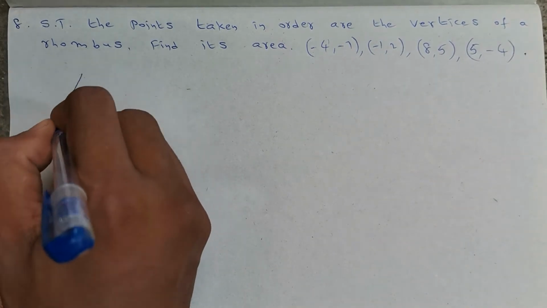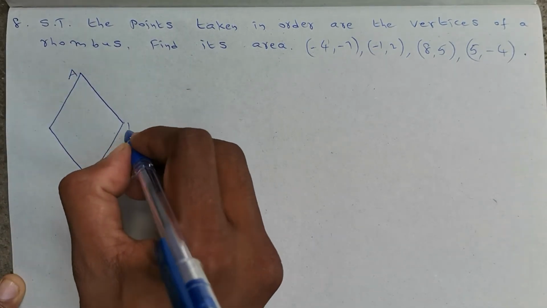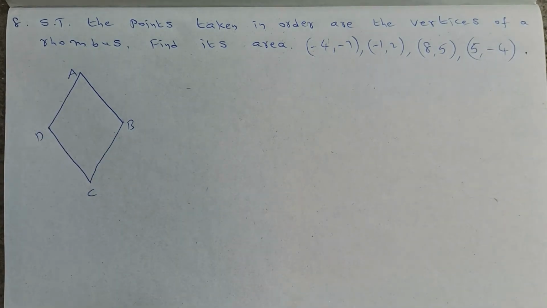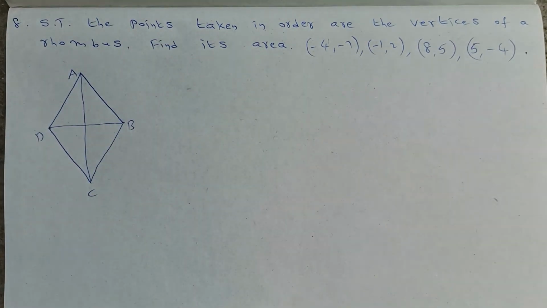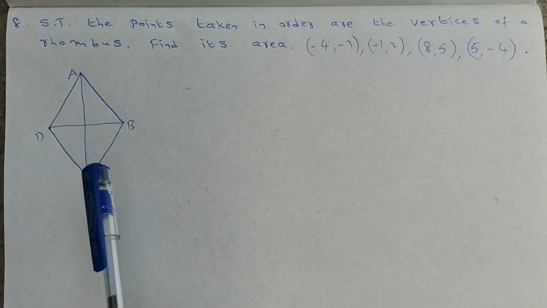So if we have a rhombus, something A, B, C, D. If all the 4 sides are equal, then it is a rhombus, as well as the 2 diagonals should not be equal. If all the 4 sides are equal to each other, it may be a square or else it may be a rhombus. Whereas in a square, the diagonals are equal. In a rhombus, the diagonals are not equal. So 4 sides should be equal to each other and diagonals should not be equal.